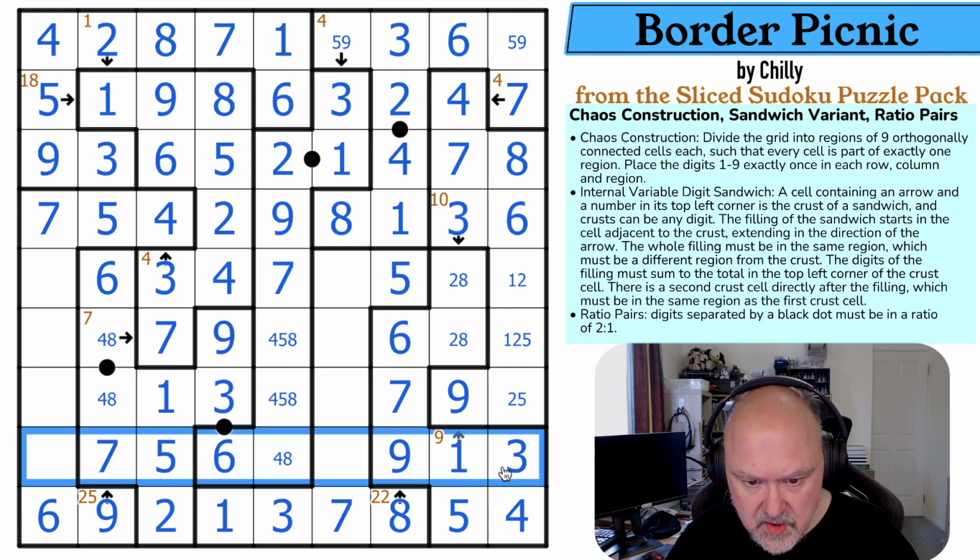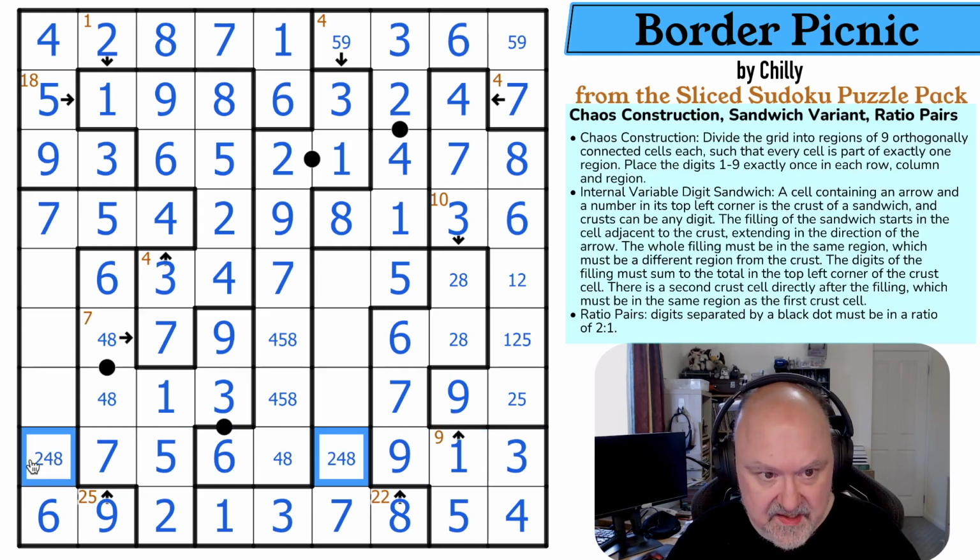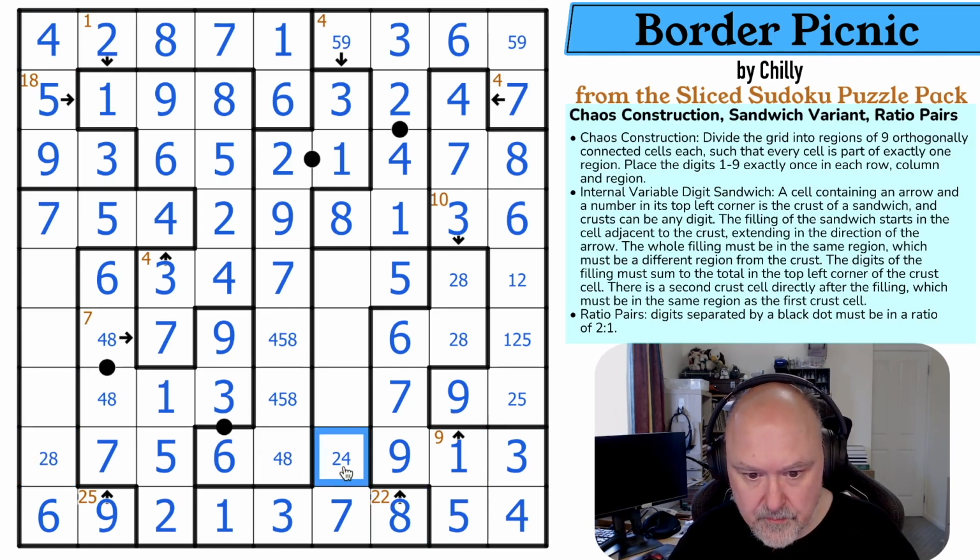This row, I don't have 2, 4, and 8. So these are 2, 4, 8. There's a 4 looking down saying no 4 there, and I've already got an 8 in that region and column.